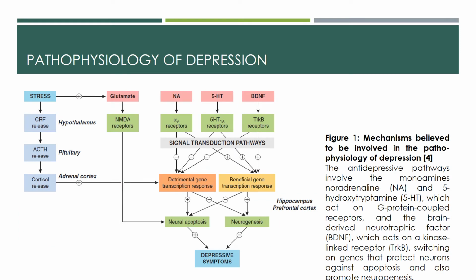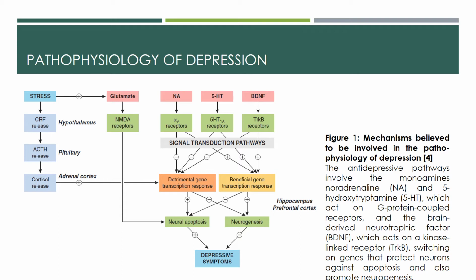The pathophysiology of depression. The pathophysiology of depression includes different types of receptors, which include the antidepressive pathways involving the monoamines, noradrenaline and 5-hydroxytryptamine, which act on G protein coupled receptors, and the brain derived neurotrophic factor BDNF, which acts on a kinase linked receptor, switching on genes that protect neurons against apoptosis and also promote neurogenesis. This is the pathophysiology of depression.